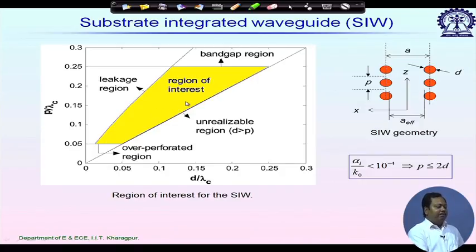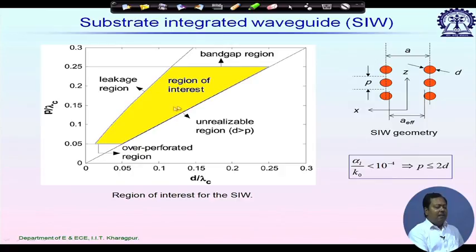Now the design graph, it's showing the P by lambda c versus D by lambda c plot. P is the periodicity, D is the diameter of the metallic via, and lambda c is the wavelength at the cutoff frequency. Now this right hand side bottom part, this region represents D more than P. That can't happen. For physical realization, D should always be less than P. So the limiting factor is D equal to P, and we have a straight line for that.